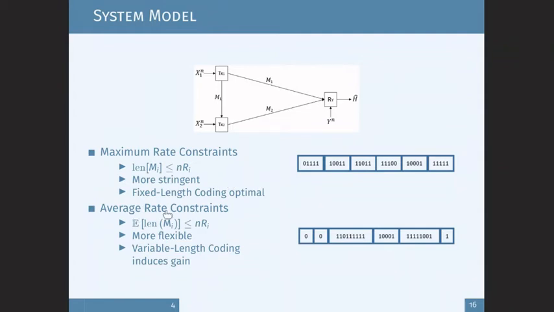However, in an average rate constraint, we are concerned with the expected length of the message. And this gives us more flexibility. We can sometimes go beyond, and sometimes we can go below. The important thing is to keep our expected or average message length below the allowed constraint. And here by allowed constraint, we mean the available rate in the system, which is the network resources. In such scenarios, variable length coding, as we show later in this presentation, can definitely induce some gains.